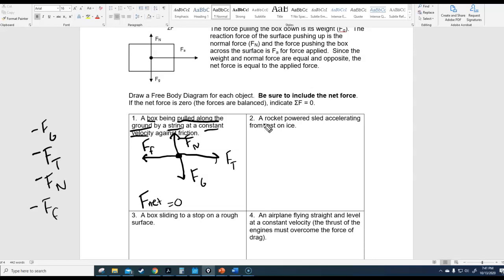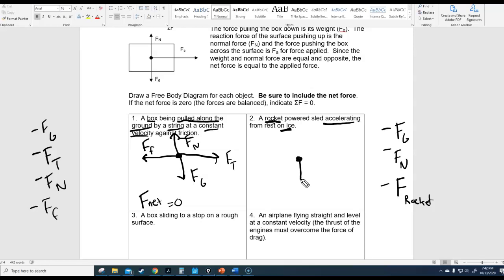Let's take a look at question number 2. It says a rocket-powered sled accelerating, there's a context clue, from rest on ice. Alright, so here's my dot. I list out the forces. I always start with FG. I run through my mental checklist. Is there a rope or a string? No. Is there a surface? Yeah, because it's on ice. Okay, that's a surface. Is there friction? No, probably because it says it's on ice. There is a force from a rocket, though, and that's not one of the common forces I told you about. So let's just call that F rocket.